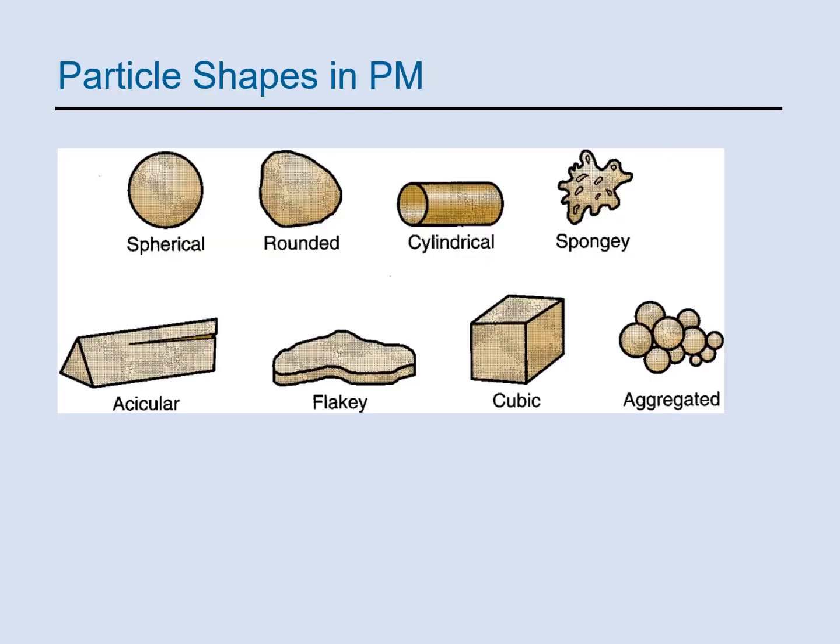Next geometric feature is the particle shape, and in powder metallurgy we have different shapes. As you see here in this slide, we have a spherical shape, we can have a rounded shape, we can have powder with a cylindrical shape, or spongy, or circular, flaky, or cubic, or aggregated.